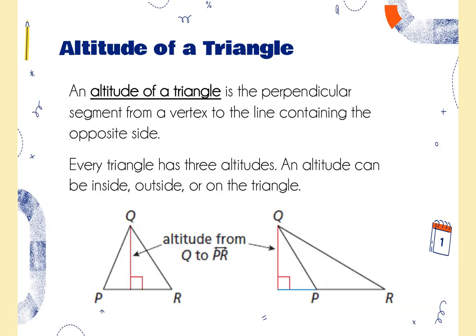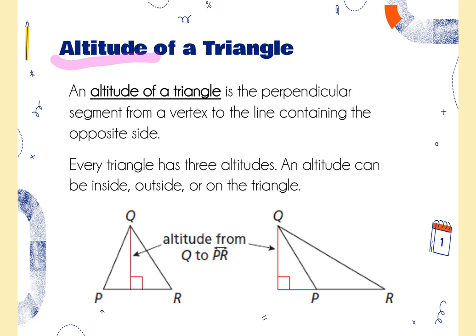All right, the last of the special segments is called the altitude. And the altitude of the triangle is the perpendicular segment from the vertex to the line containing the opposite side. Every triangle has 3 altitudes. And like your perpendicular bisectors, the altitudes can be in, on, or outside the triangle. So what's unique about an altitude is that it actually doesn't have to go inside your triangle at all.